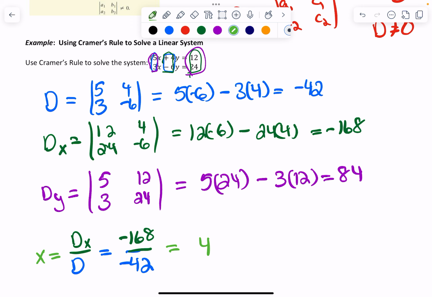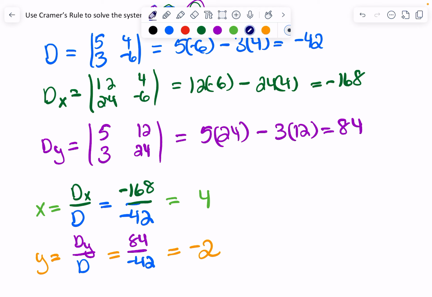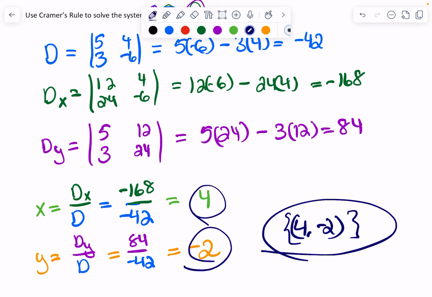For y, we are using d sub y, which is 84, and dividing that by d, which is negative 42, and 84 divided by negative 42 is negative 2. So our answer for this question is going to be 4, negative 2. So it's these two.